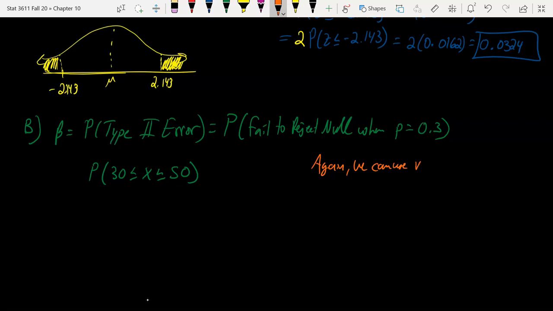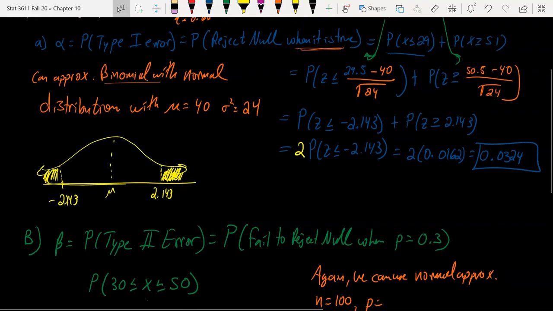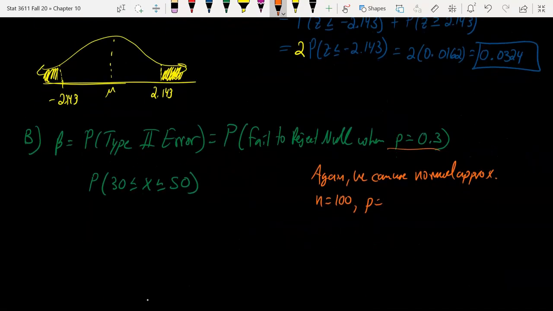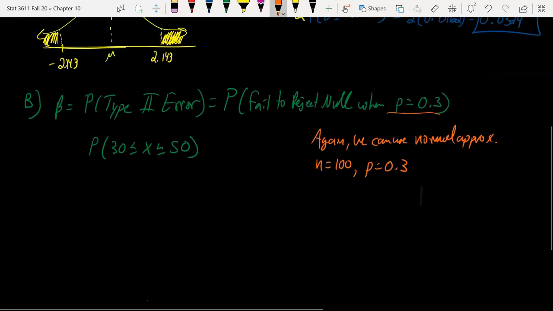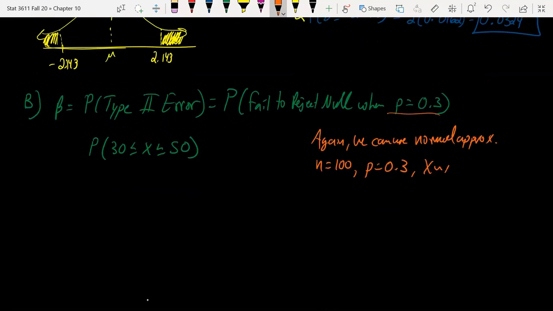We can use the normal approximation. We have n equals 100 again, but be careful. You're not going to use the same normal approximation we did in A because we're assuming now that P is different. We're assuming that P is actually equal to 0.3. So we can say that X is approximately normal with a mean of, this time, 30, and a variance of, what is the variance here? NPQ, 100 times 0.3 is 30, times 0.7 is 21.